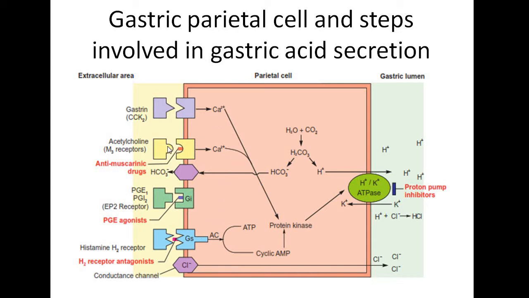So gastrin, acetylcholine and histamine, all of them act through their different mechanisms, finally stimulating protein kinase, which works through the hydrogen potassium ATPase, which is the final common pathway of gastric acid production.